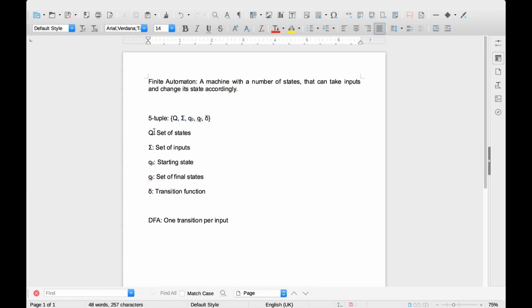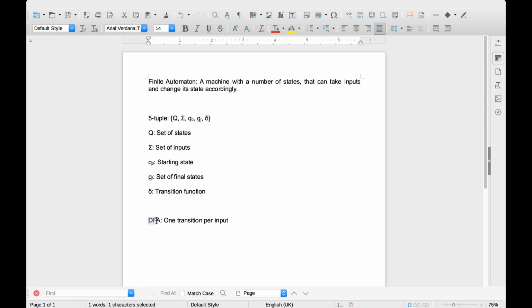Q, which is the set of states it can be in. Sigma, which is the set of inputs it can take. Q0, which is the starting state, which is singular, there's only one starting state. Qf, which is the set of final states, so there can be multiple final states. And delta, the transition function. The transition function takes a state and an input and it outputs another state. So a transition from one state to another occurs when an input is received.